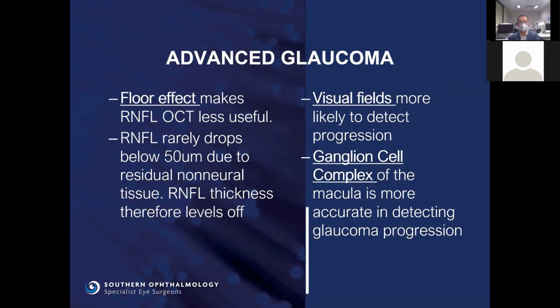This is because of the floor effect, as the retinal nerve fiber layer basically bottoms out due to residual non-neural tissue. And in advanced glaucoma, visual fields and ganglion cell complex are more likely to be of value in detecting progression.